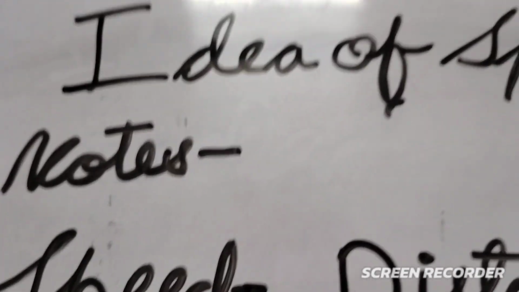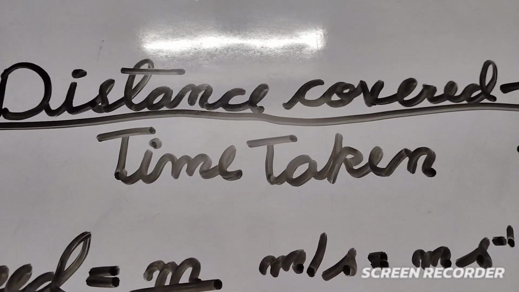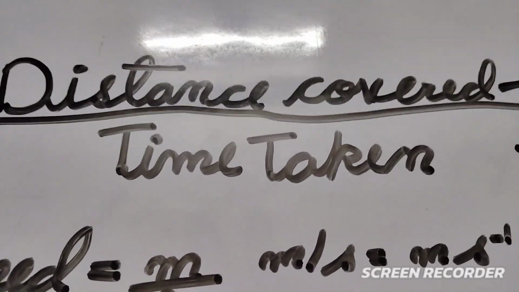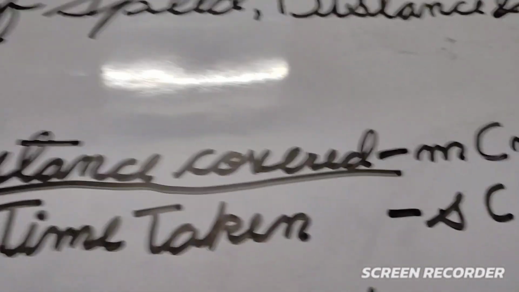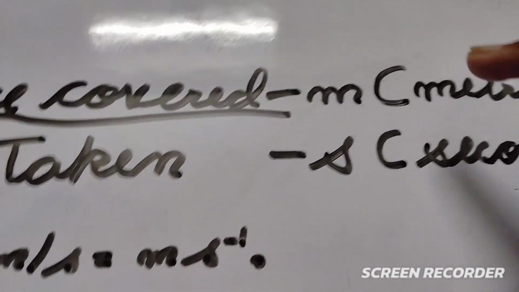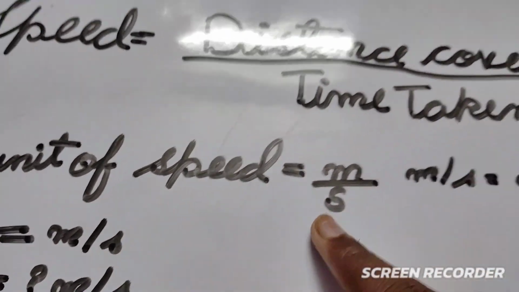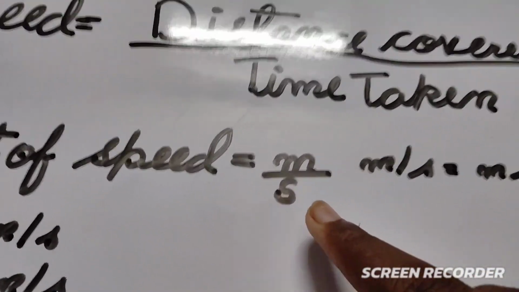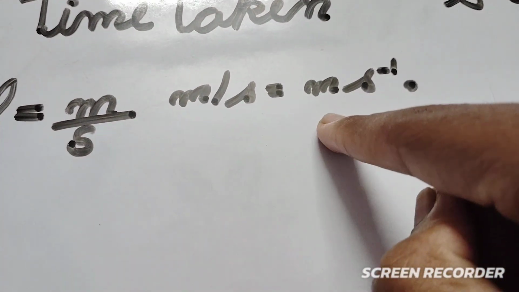So let's start. First, idea of speed, distance, and time. What is speed? Speed equals distance covered upon time taken. To figure out speed, we have distance and time. Distance covered is in meters and time taken is in seconds. The SI unit of speed is meter upon second, meaning meter per second, and we can write it like this and this both.